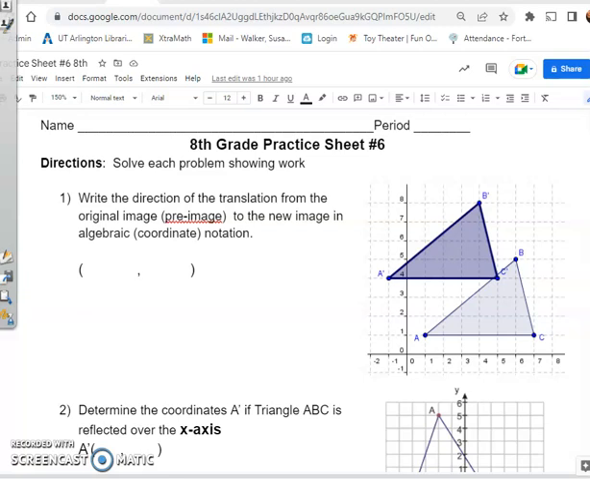Okay, everyone, we are going to work on practice sheet 6. So let's look here. Number 1, y'all are going to do it. I'm going to read it. Write the direction of the translation from the original or the pre-image to the new image in algebraic coordinate notation. So algebraic notation. So x plus or minus something, y plus or minus something. So original, new. Pre-image, new image.